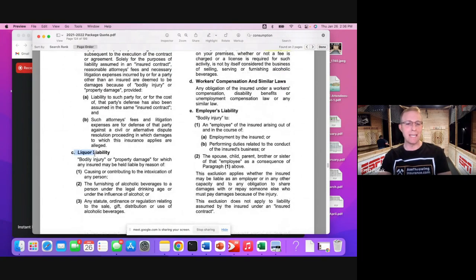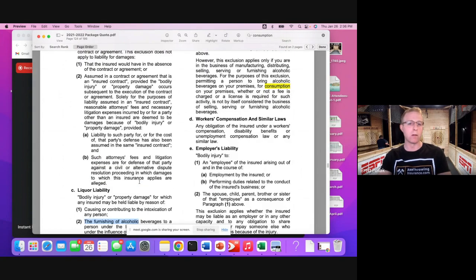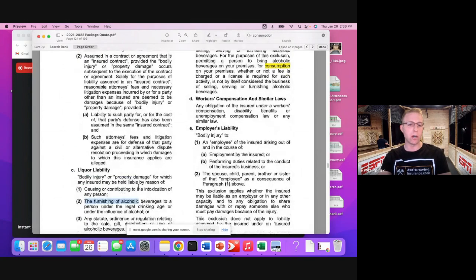Liquor liability, C. If you are selling alcohol, you have to have what's called liquor liability insurance coverage. In my opinion, it really should be called alcohol liability, but for some reason, somebody at some point in time named it liquor liability, and the terminology just stuck. So number 1, 2, and 3, essentially, contributing to the intoxication of any person, the furnishing of alcoholic beverages. Basically, the sale of alcohol is excluded on a general liability policy.